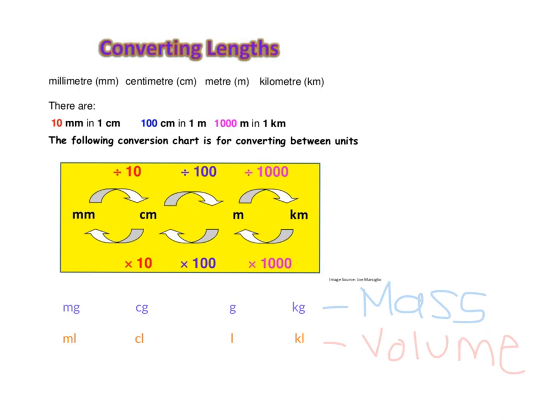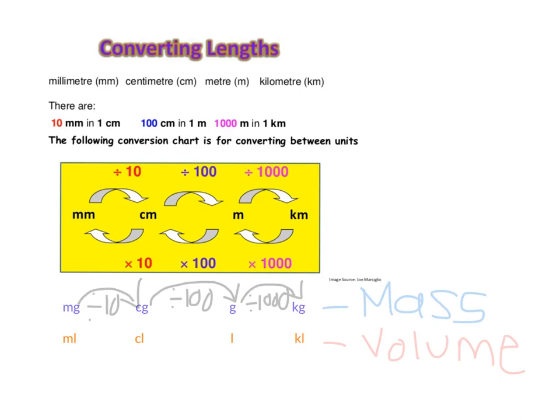So if I'm going from a smaller unit of measurement, so from milligrams to centigrams, I would divide by 10. From centigrams to grams, I would divide by 100. From grams to kilograms, I would divide by 1,000. Again, we're dividing because our number would be getting smaller. And again, if we're going the opposite way from a bigger unit of measurement to a smaller unit of measurement, we would do the inverse operation.